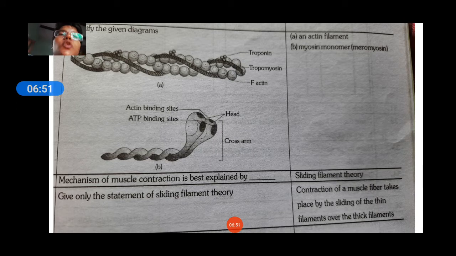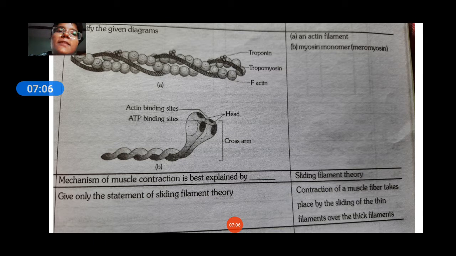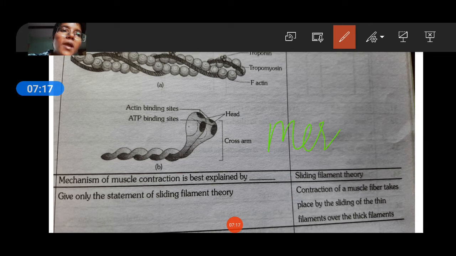So you can see here that troponin masks the active site for myosin on the actin, and these are tropomyosins, and this is F-actin. Okay, actin binding sites and ATP binding sites, head and cross arms, an actin filament and a myosin monomer, meromyosin, and this is actin.